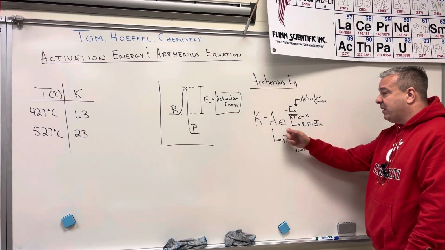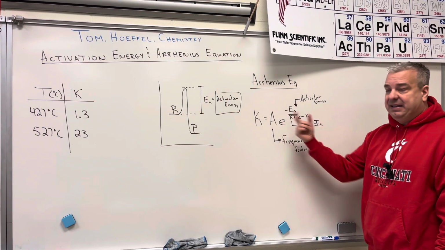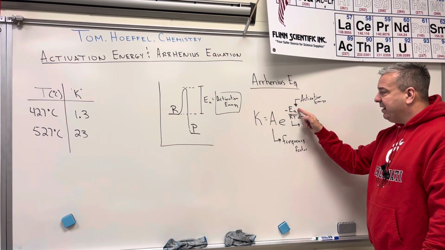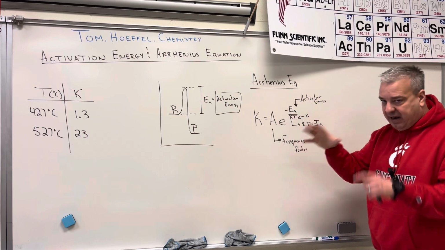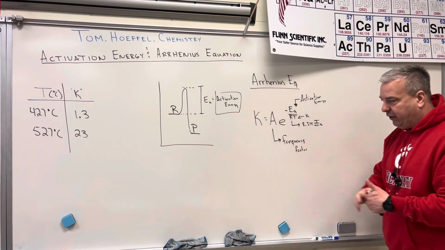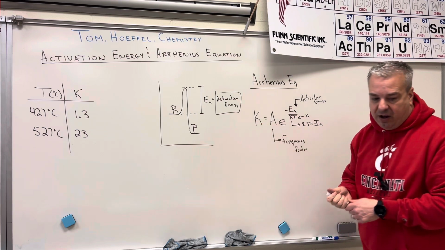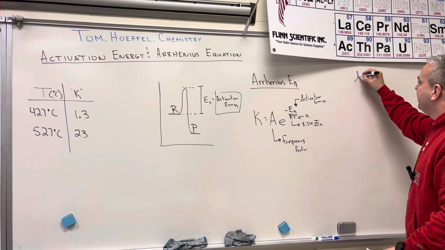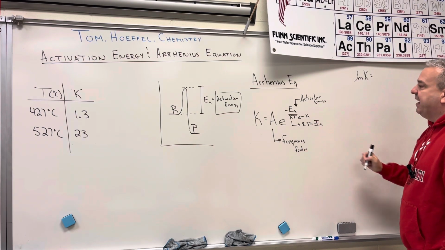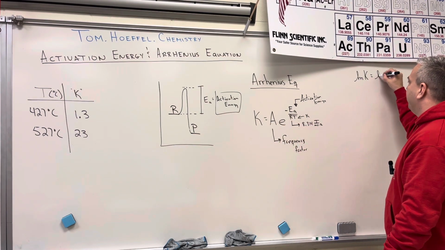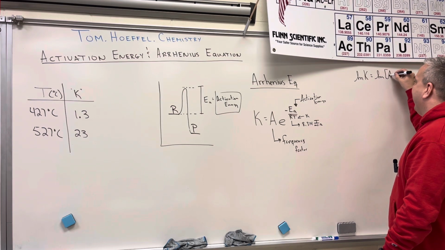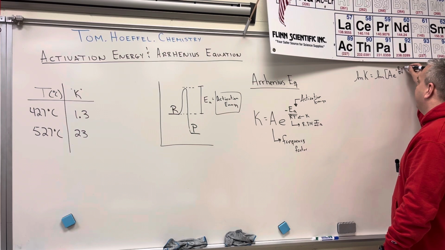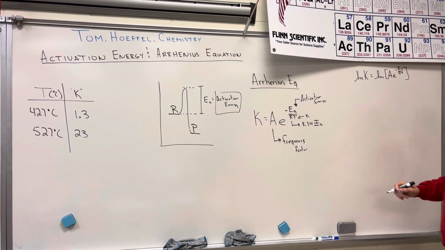What we're going to do is try to get rid of this e, okay, by taking the natural log on both sides, because eventually we want to get this out of being an exponent and into just a standard number or variable. Okay, so we're going to take the natural log on both sides. And when we do that, the left-hand side is going to be the natural log of k, and that's going to be equal to the natural log of A times e to the negative E sub A over RT. Okay, that's kind of what it comes down to.